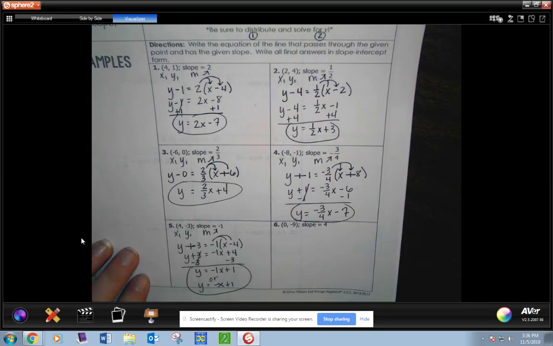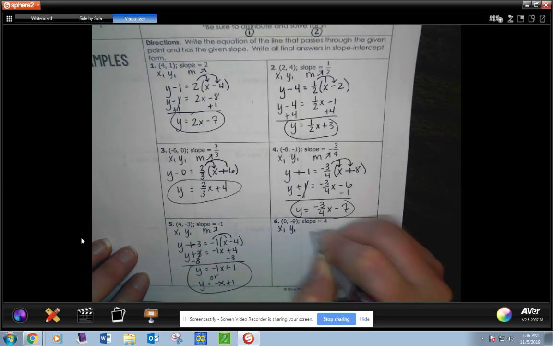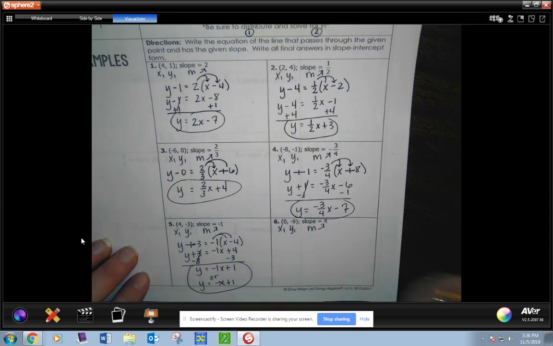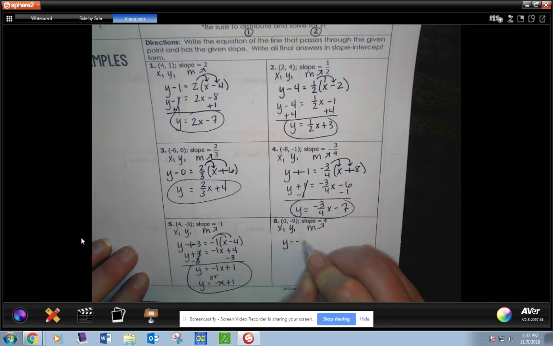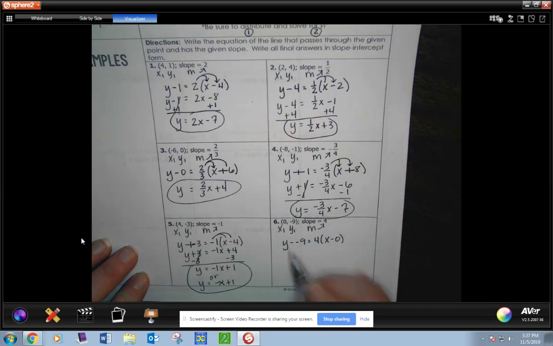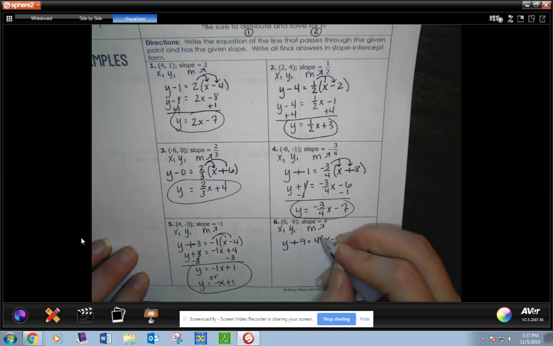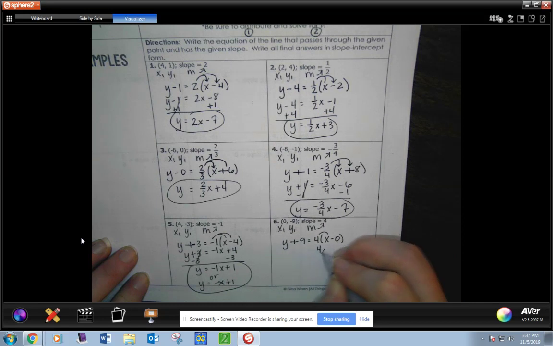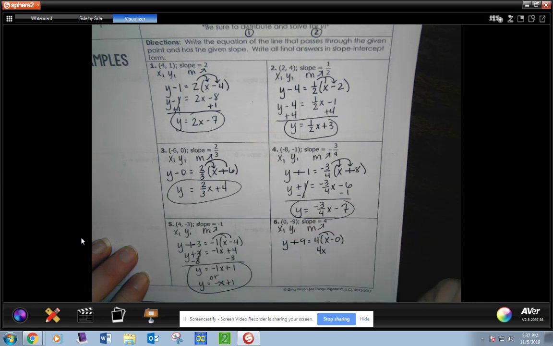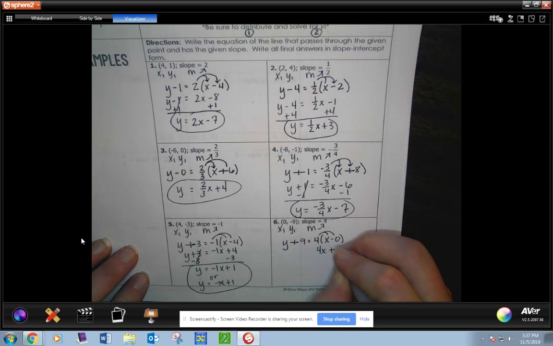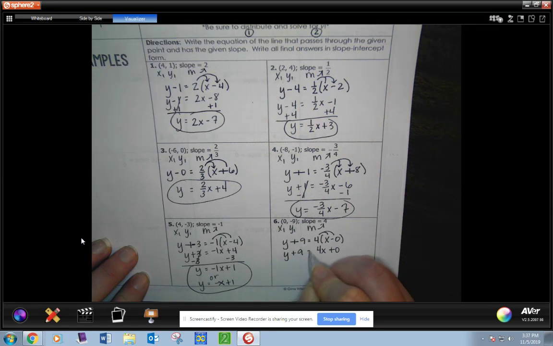For number 6, this is my x1 and my y1. This is my m. We're going to do y minus negative 9 equals 4, open parentheses, x minus 0. First thing I check for is some double negatives, which I do have a couple of double negatives. So right there, change it to a plus, and now I distribute. 4 times x is 4x, and 4 times 0 is 0. If you want to put the plus 0 so you know you multiplied, you can. If you don't want to write the plus 0, don't worry about it.